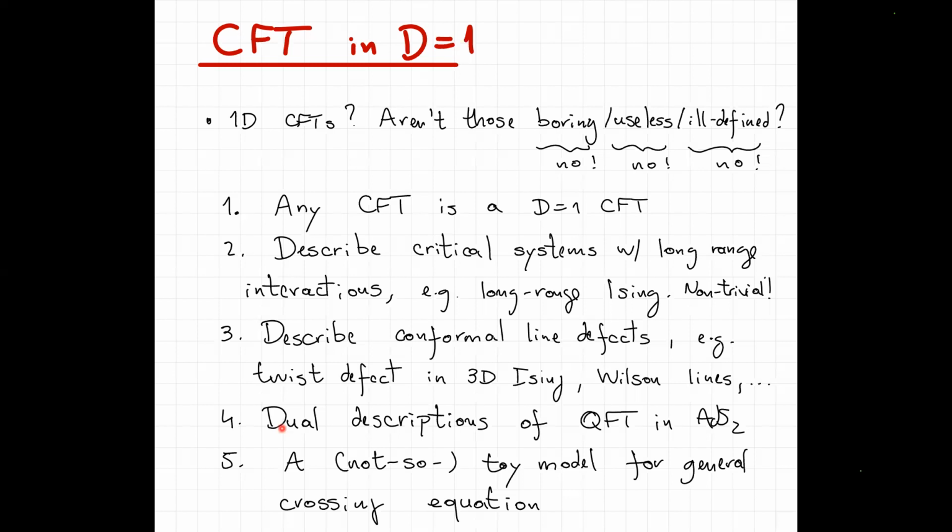My question is, for AdS2, we always use a D equals one CFT. So according to your point, can we use some other CFT to enrich our understanding of AdS2, from the CFT data or from higher dimensional CFT data? It's the converse. I'm not sure how higher dimensional CFTs would help you to understand AdS2. The converse could be true.